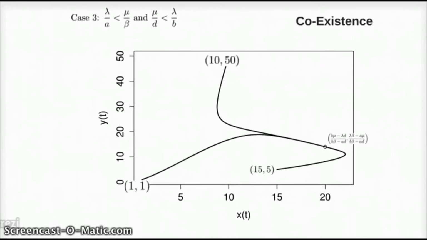The next case, case number 3, is what we call coexistence. In the previous two cases, there was an exclusion. Basically, one species drove the other species to extinction. In this case, both species would maintain levels. They would stabilize at equilibrium levels that are positive. We depict that equilibrium point in the phase plane with a circle here.